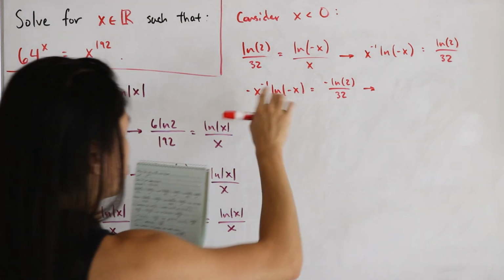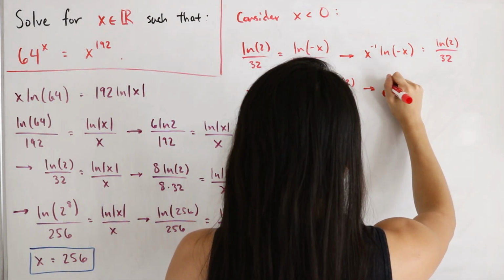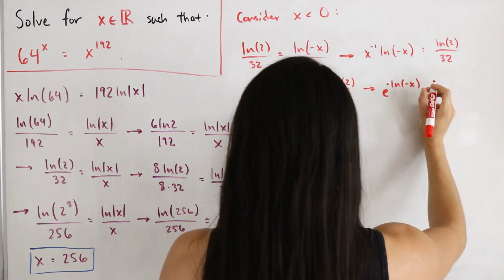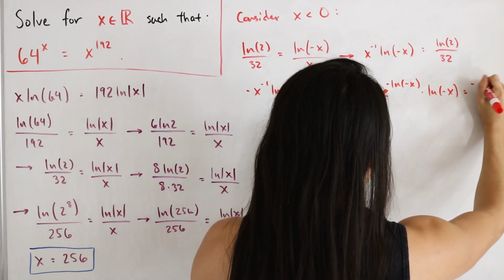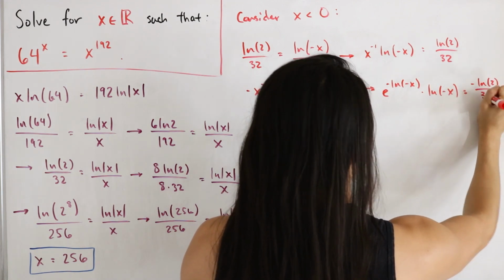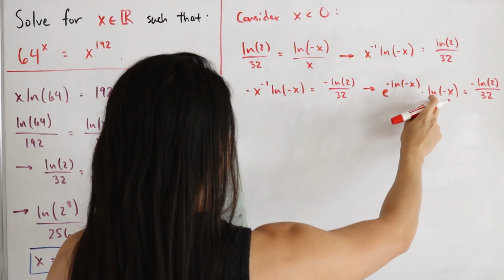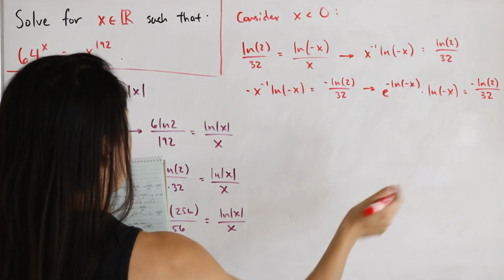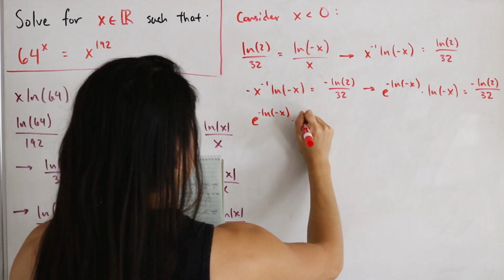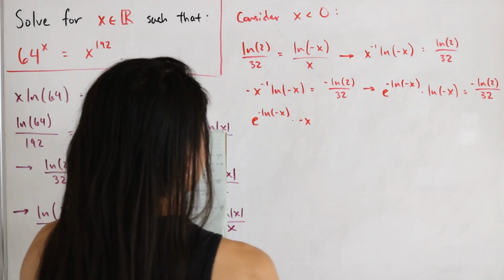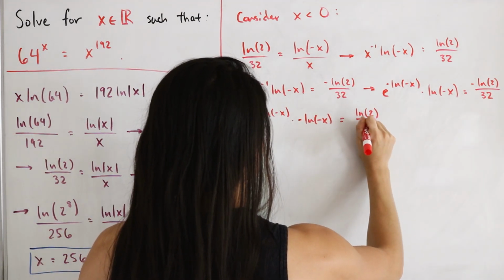So rewriting this expression, so that also includes the negative over here, we're going to get e to the negative ln of negative x, and then multiply with ln of negative x. So of course, negative ln of 2 divided by 32. Okay, and then what I'll do now is divide this negative 1 to both sides. So that means the negative is going to be associated with the natural log function. So e to the negative ln of negative x, then multiply with negative ln of negative x. And of course, it's going to be positive natural log of 2 divided by 32.